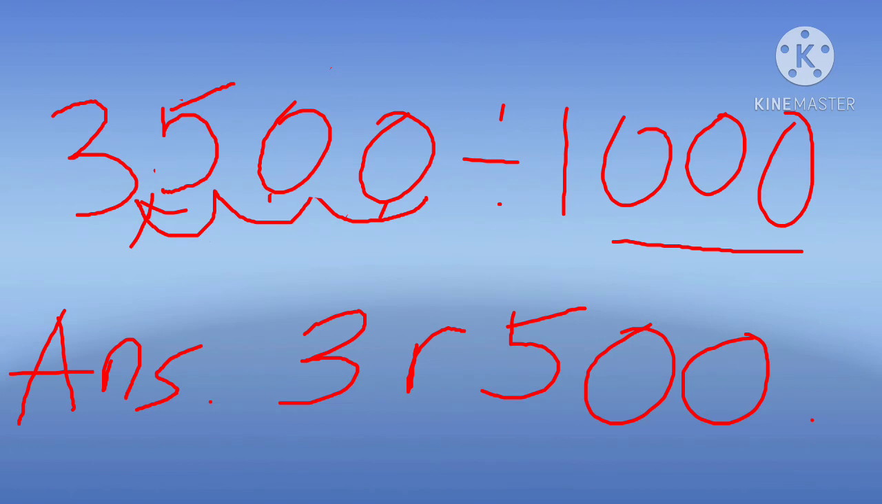What we're going to do is to move 3 places from right to left of our dividend, and our arrowhead will fall between 3 and 5. So at the left of our arrowhead is 3, that will be the quotient. At the right of the arrowhead is 500, and that is the remainder.